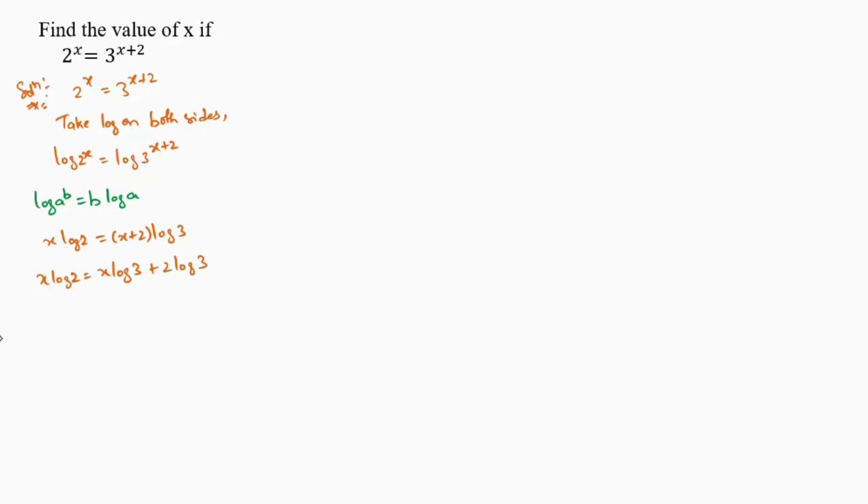Now bring x log 3 to the left hand side, we get x log 2 minus x log 3 equals 2 times log 3. Now take x common from the left hand side, we get x times (log 2 minus log 3) equals 2 times log 3. Now divide both sides by log 2 minus log 3.